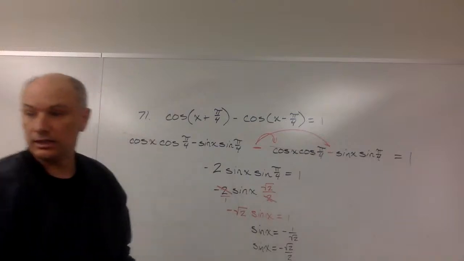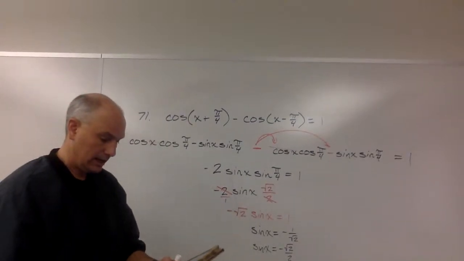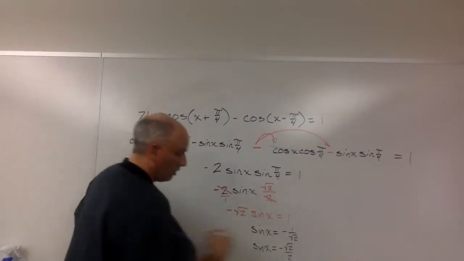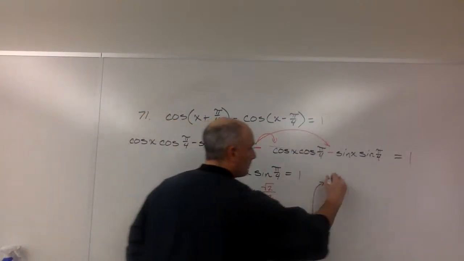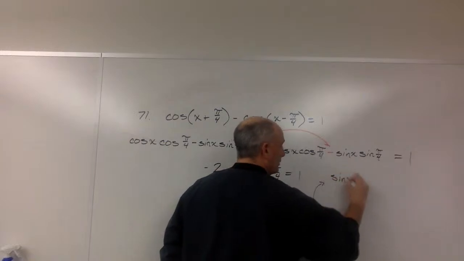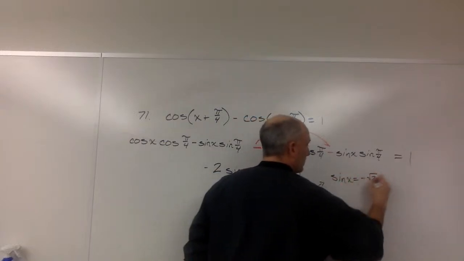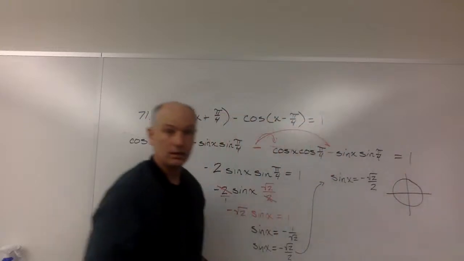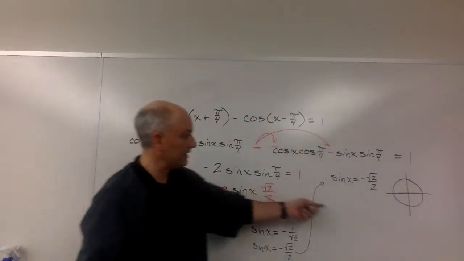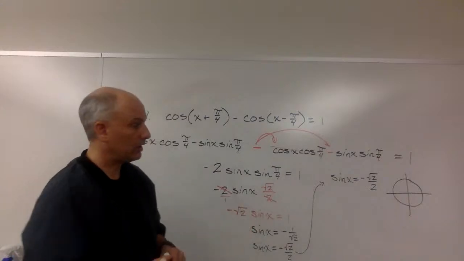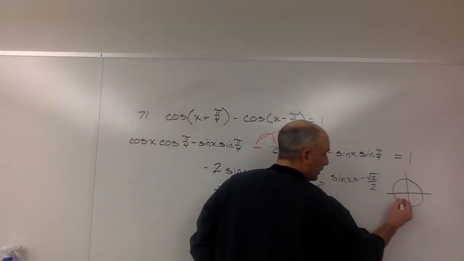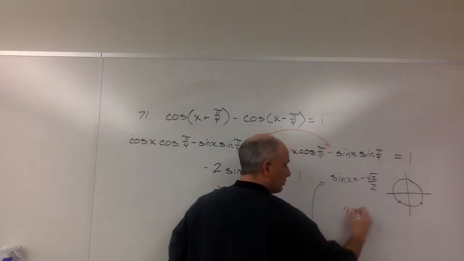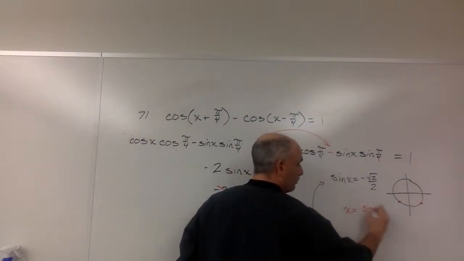Now, in this case, we are looking at doing this on an interval from 0 to 2 pi. So all I need to do now is take a look at where that's going to happen on our unit circle. Since the sine has to be negative, quadrant 3, quadrant 4, we're looking down here and down here. So x would be 5 pi over 4.